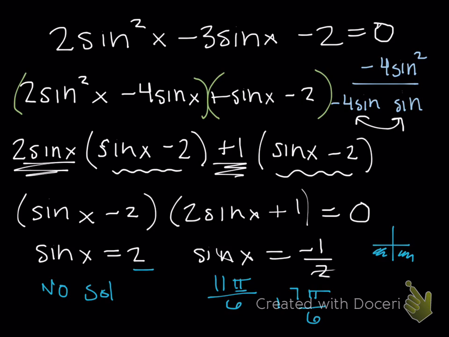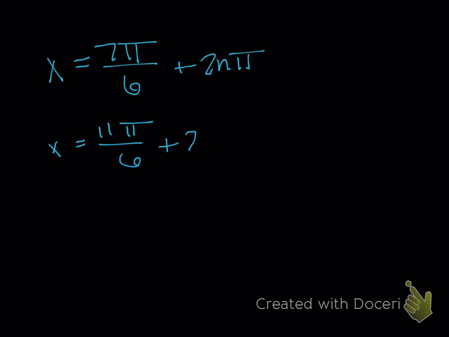And some of you were asking in class if you had to set it up. So let me just go to the next screen real quick. If I set it up as 7 pi over 6 plus 2n pi and 11 pi over 6 plus 2n pi, then when n equals 0, I would get the two answers of 7 pi over 6 and 11 pi over 6.